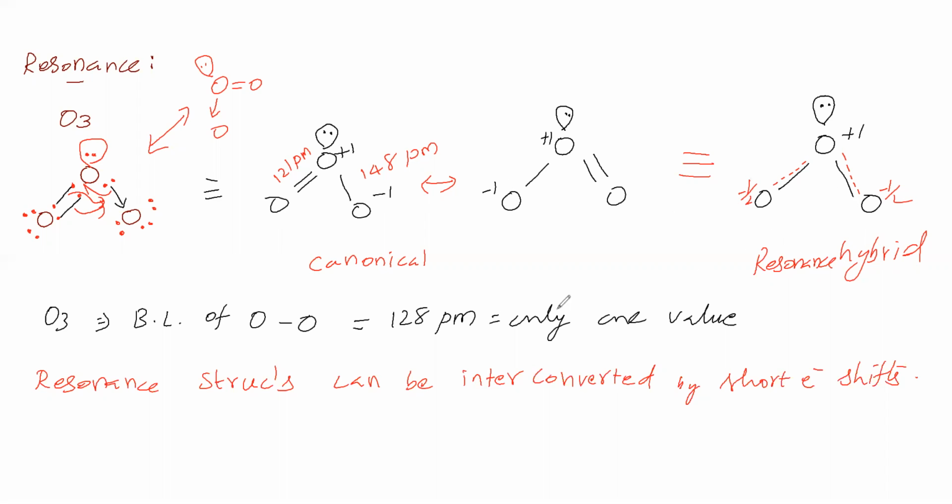So next we'll see resonance structures for other species. For ozone we have written resonance structures, and then we have written the resonance hybrid. This phenomenon is called resonance. Now resonance is a topic from valence bond theory.